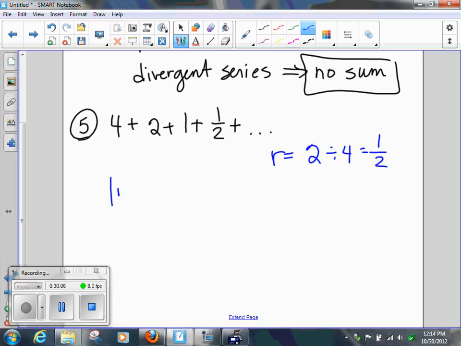Absolute value of R. What's the absolute value of 1/2? 1/2. 1/2's less than 1. Is that a happy or smiley face? A happy or a smiley face, because they're different. That's a smiley face. What's that mean?